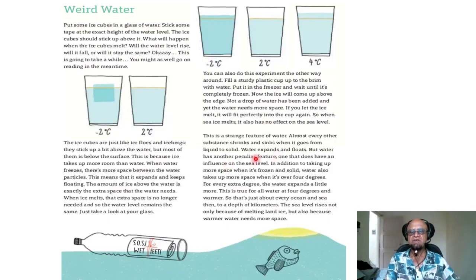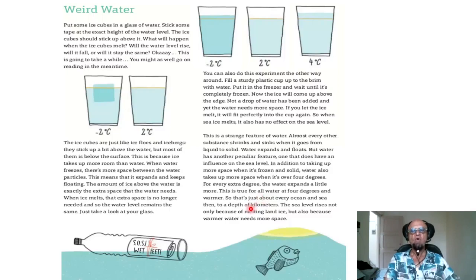Almost every other substance shrinks and sinks when it goes from liquid to solid because the volume decreases. Water expands and floats, but water has another peculiar feature, one that does have an influence on the sea level. In addition to taking up more space when it's frozen and solid, water also takes up more space when it's over 4 degrees centigrade. For every extra degree, the water expands a little more. This is true for all water at 4 degrees and warmer.